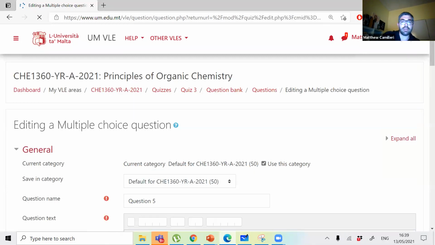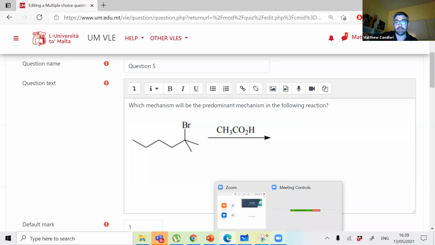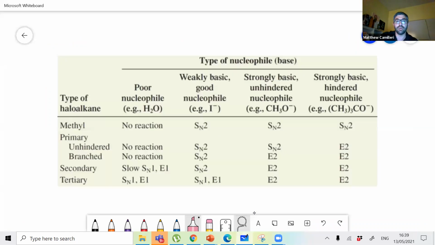Now, question 5, you had 2 answers. It was a mixture of E1 and SN1. You see that it was tertiary and a weak nucleophile. In fact, here, CH3COOH is slightly acidic, and normal nucleophiles are going to be bases. So this would be SN1 and E1. It's a mixture of both. So in fact, I accepted both answers as correct.